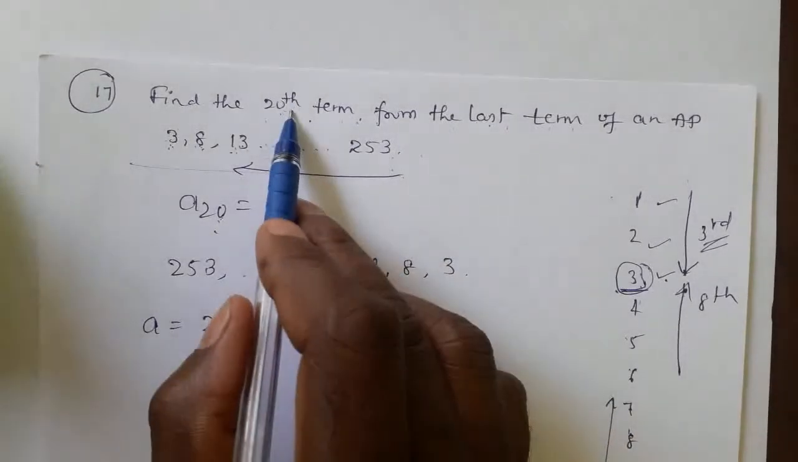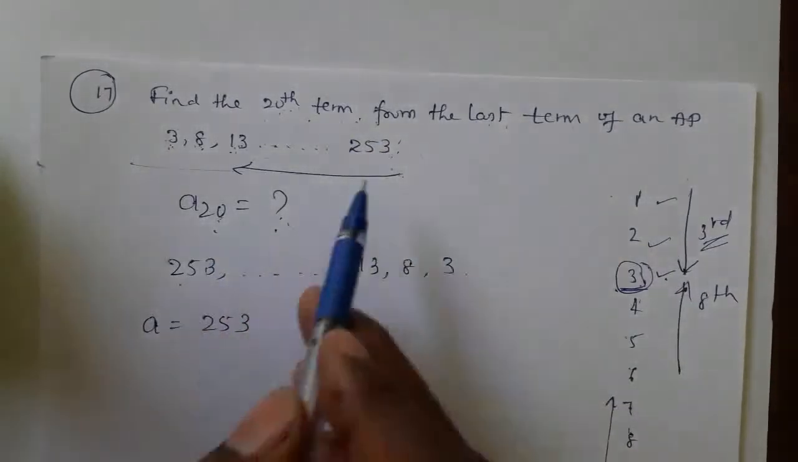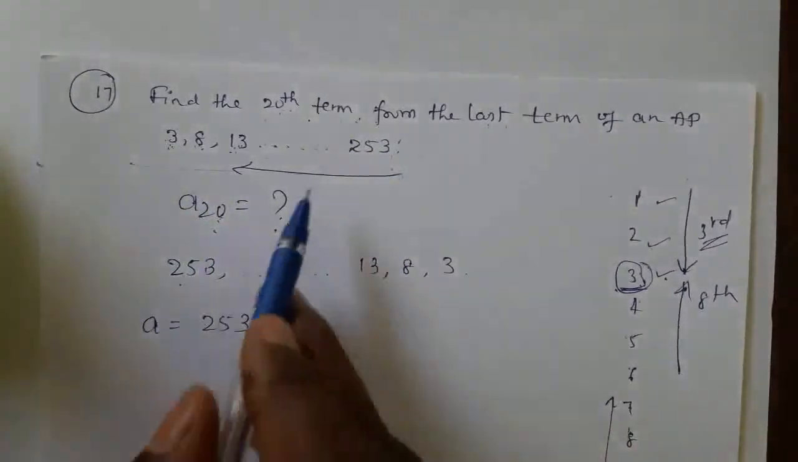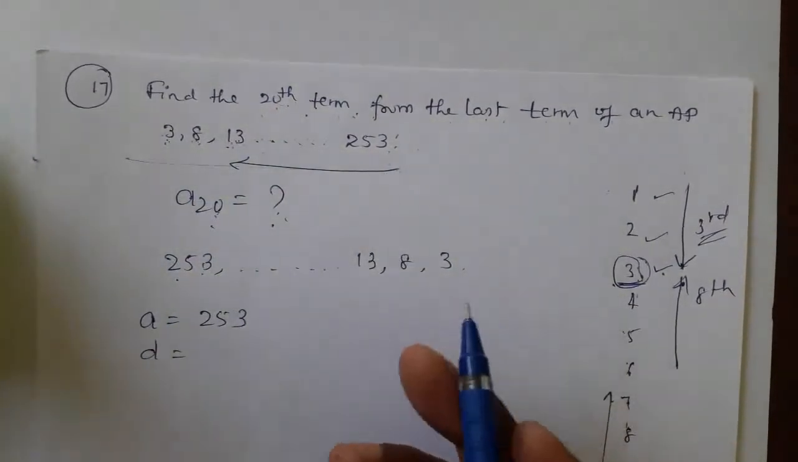So they asked 20th term from the last. So what we did, the last we made it as first, because to get from the last, we write the progression in the reverse order like this. What is D? D is next number minus previous number.